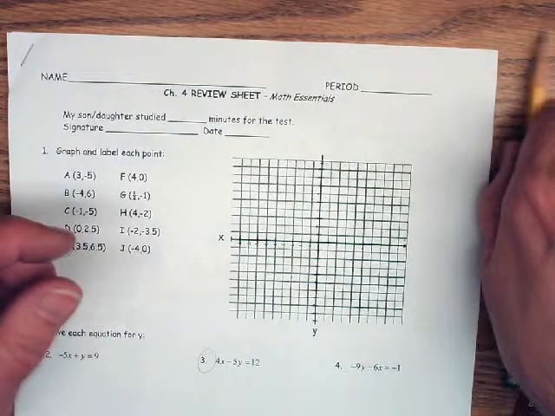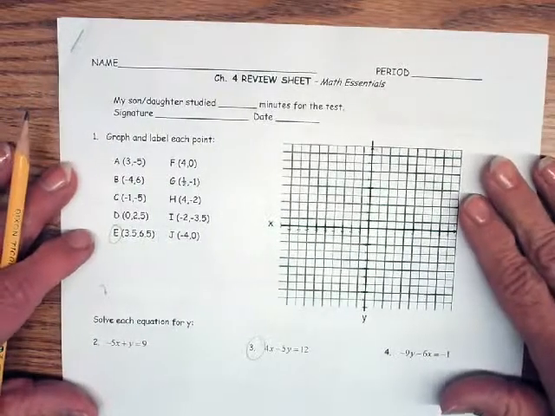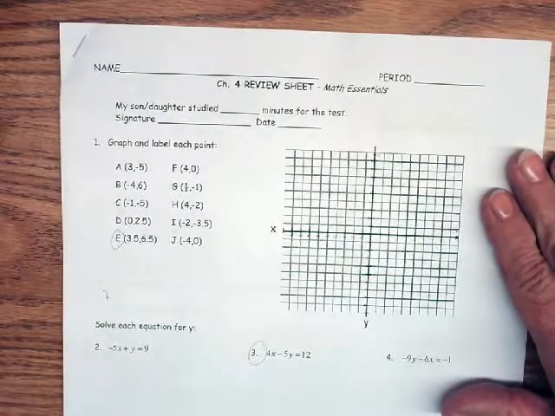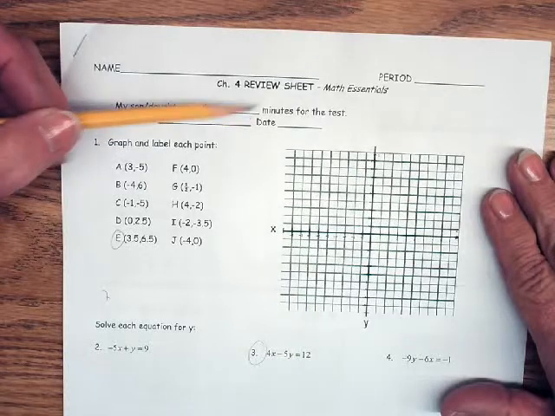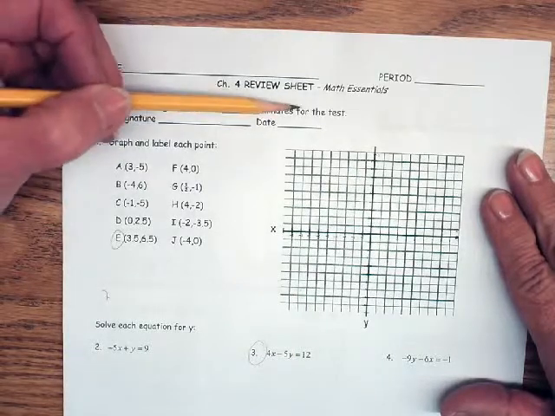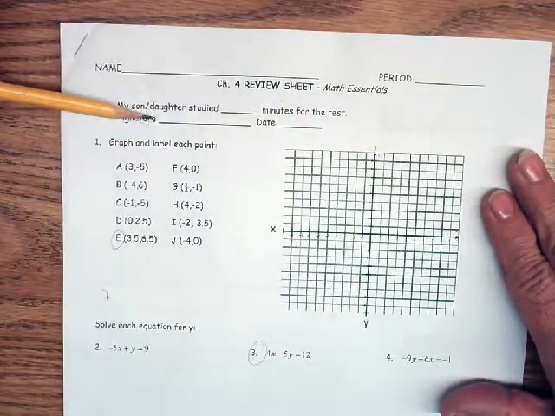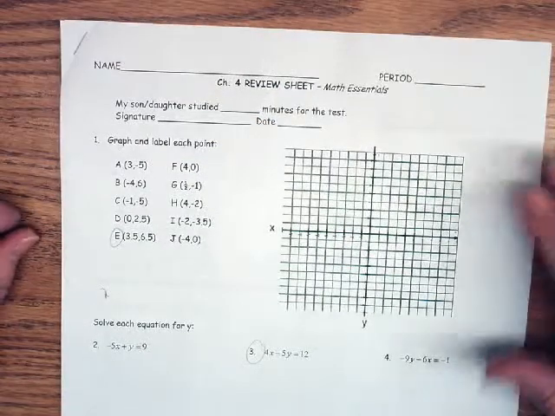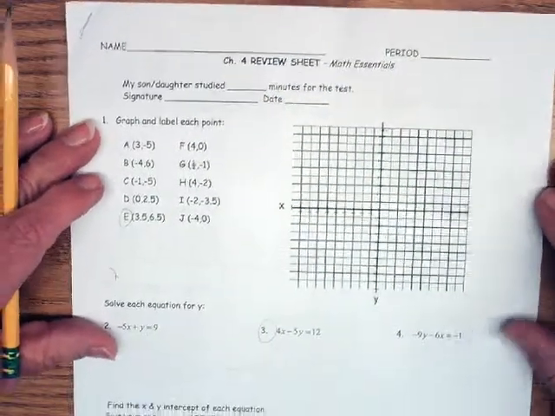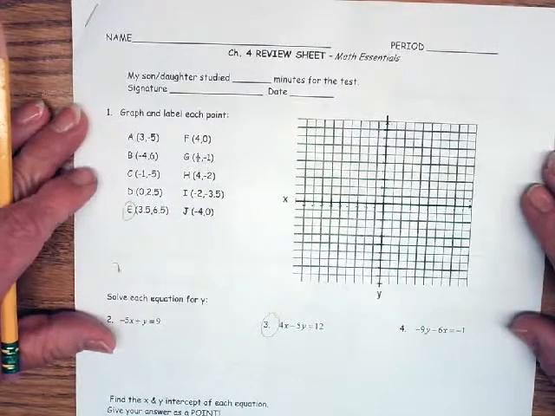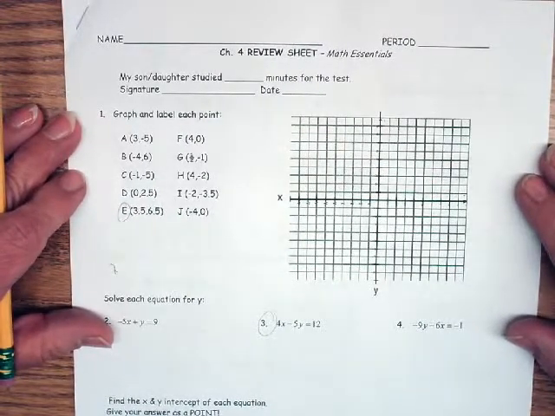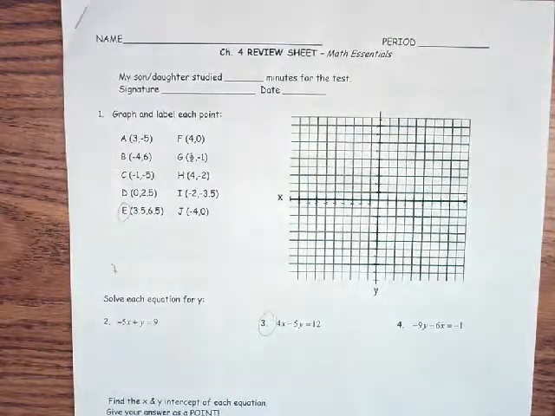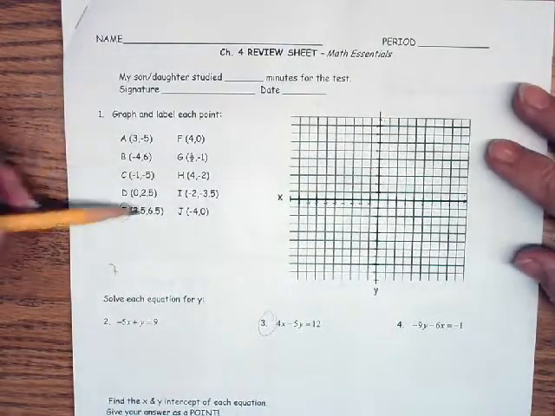First thing on this review worksheet, a really important point that I want to point out to you is this sentence up here. My son or daughter studied for however long, 30 minutes, 45 minutes for the test. Have your parents sign it and date it, and you will receive extra credit on the test. So it is definitely worth your time to get that signature and to study this review sheet for the test so that you do well.